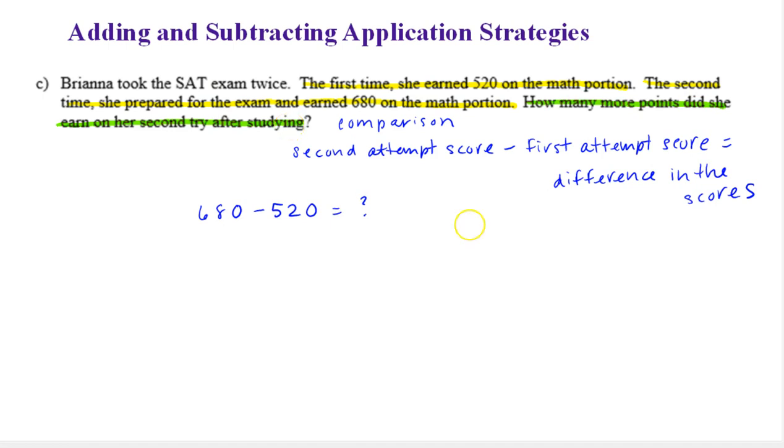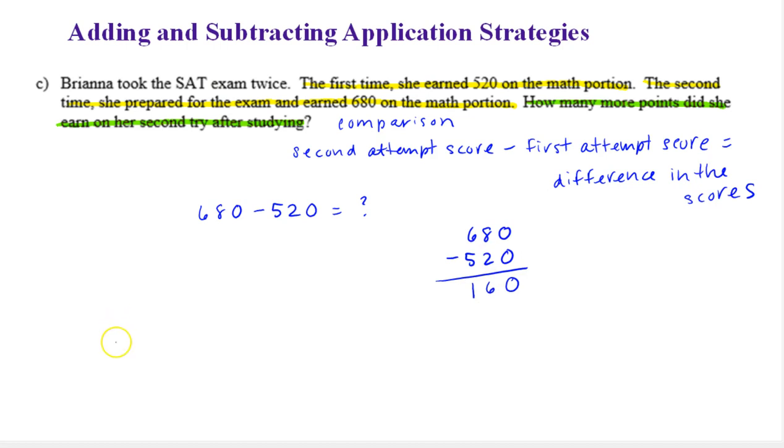Now let's solve this using place value. 680 minus 520. 0 minus 0 is 0. 8 tens minus 2 tens is 6 tens. And 600s minus 500 is 100.